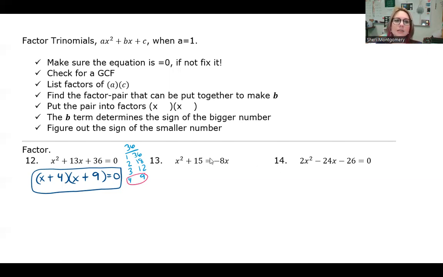The second one is not set equal to 0. So I need to make it set equal to 0 first. So I'm going to have to bring over the minus 8 and add 8 x. And I need to put it in the right position. So it's always going to be the squared term, then the not squared term, and then the term without an x at all. So now I have a trinomial set equal to 0.